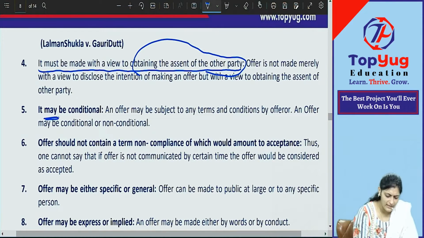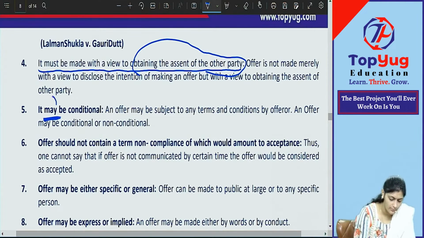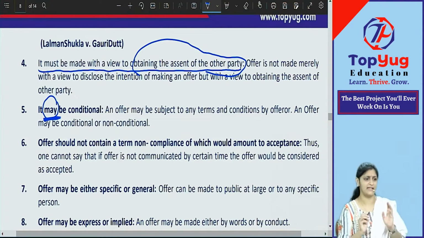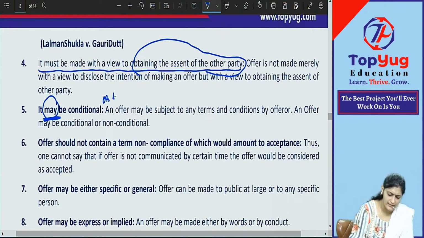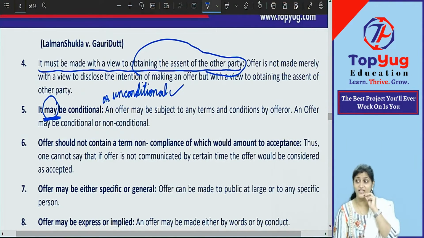Offer may be conditional. Here the word may means what? May means it can be conditional or it can be unconditional also. If it is unconditional, it is considered to be valid. But if it is conditional, then also valid. That is what law is saying.